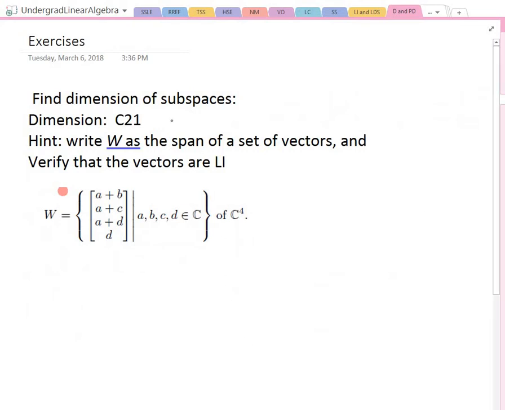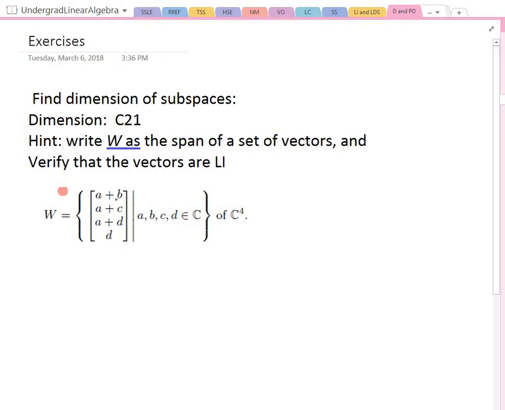All right, here's an example from the book. It's problem C21 from the dimension section. It says, find the dimension of the subspace determined by this relation. So my hint is you can write W as the span of a set of vectors and verify that the vectors are linearly independent. All right, so I suggest you pause the video, try to do this, and I'll give the answer.